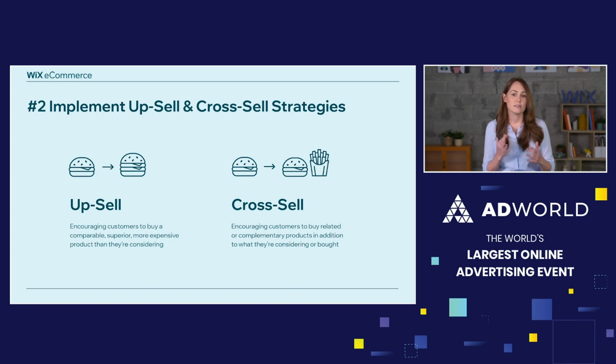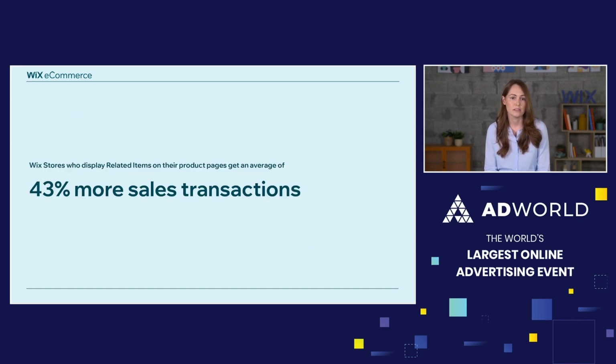So there are lots of different ways you can implement a cross-sell and upsell. We'll look at some examples. One of the most popular ways in e-commerce is by displaying related items on the product page. At Wix, we see that stores who display related items on their product pages get an average of 43% more sales transactions. So that just goes to show you how effective a cross-sell or upsell strategy can be.